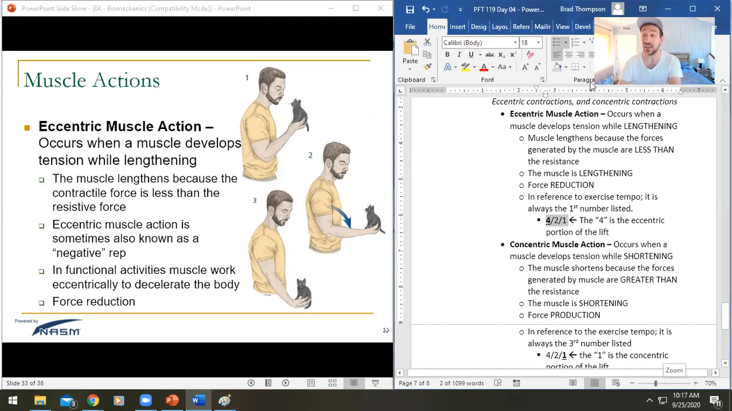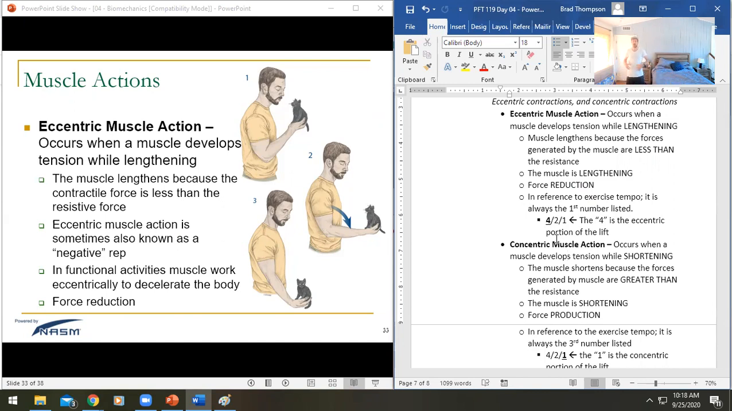So when we're writing tempo out, if we wrote a 4-2-1 tempo, the first number is always the eccentric part of the lift. The middle number is always the isometric part of the lift. And the third number is always the concentric part of the lift. So in terms of a 4-2-1 tempo, right? If I were referring to a squat, right?